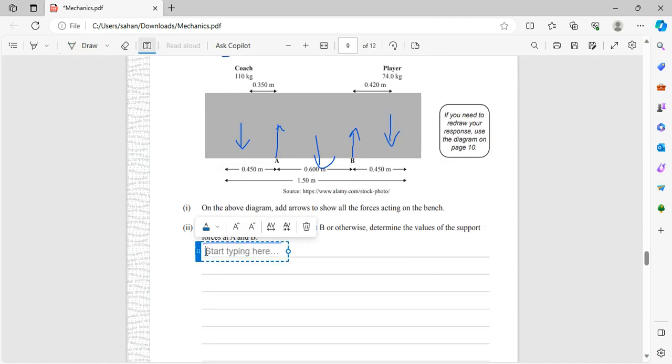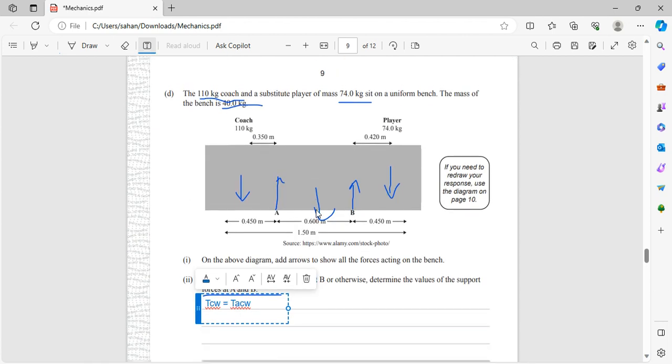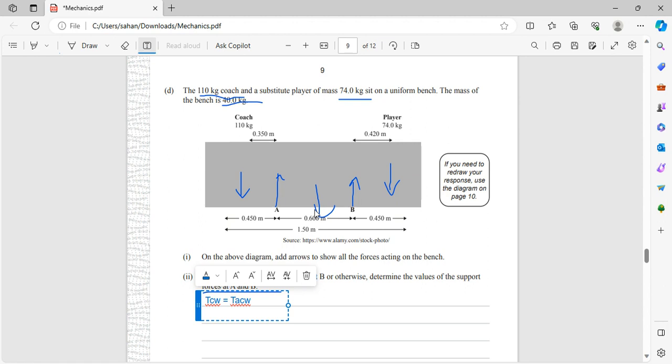Okay, so TCW is equal to TACW. That's basically saying torques clockwise is equal to torques anti-clockwise. Okay, so we have a bunch of torques to do. I'm gonna make my pivot point support B because it says calculating torques about support B or otherwise, but I don't want to take the risk, so let's just be safe with that.